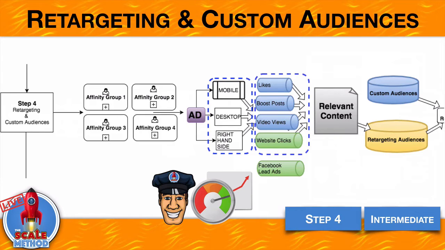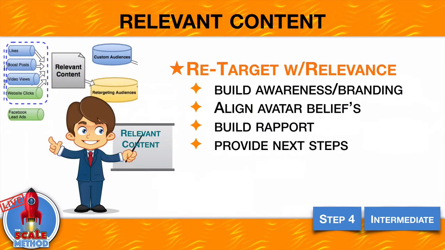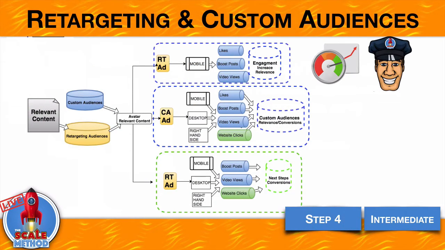Now, we want to target people who clicked on an ad and read content that was relevant to them. Retargeting with relevance. Build awareness and branding, right? Let people know who you are, give them an article to read, give them some kind of content. Align your avatar's beliefs. Are they looking to learn more about X? If they are, why is it important to learn more about X? Align that belief system. Build rapport so people get to know you, like you, and trust you. Always provide next relevant steps. What would be the next thing your avatar should be seeing along the path of discovery to start doing business with you? So, retargeting and custom audiences.